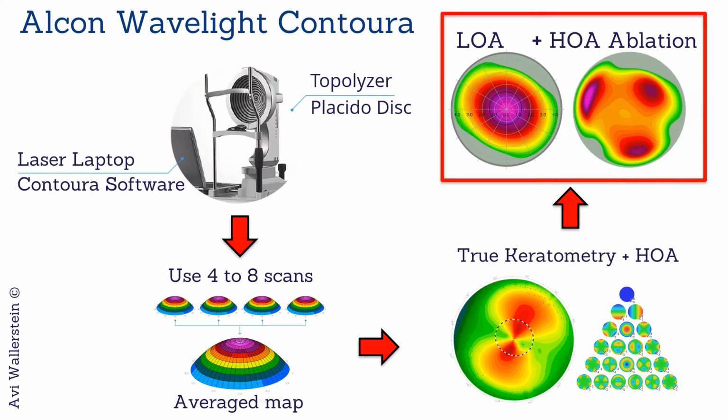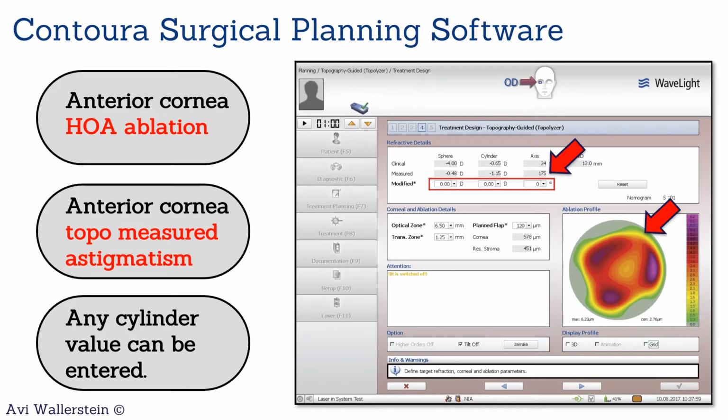Contoura topography-guided software uses anterior corneal higher order Zernike coefficients from the high-resolution Placido Vario scan to generate an ablation profile. The measured anterior corneal higher order aberrations are directly correlated to the HOA ablation depth. Here is an example of the anterior corneal HOA ablation map on a Contoura treatment screen. Contoura also measures the anterior corneal astigmatism and allows the surgeon to modify, enter, and treat any magnitude or axis of astigmatism desired.